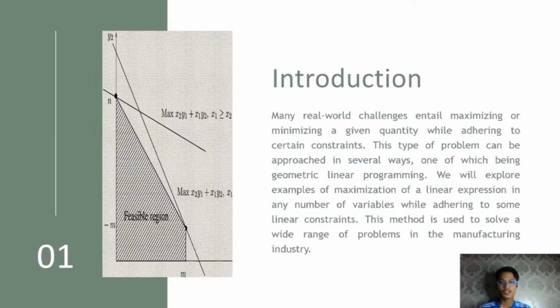First is introduction. Many real-world challenges entail maximizing or minimizing a given quantity while adhering to certain constraints. This type of problem can be approached in several ways, one of which is geometric linear programming. We will explore examples of maximization of a linear expression in any number of variables while adhering to some linear constraints. This method is used to solve a wide range of problems in the manufacturing industries.